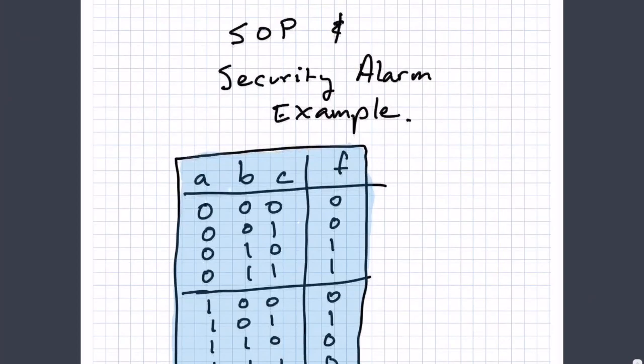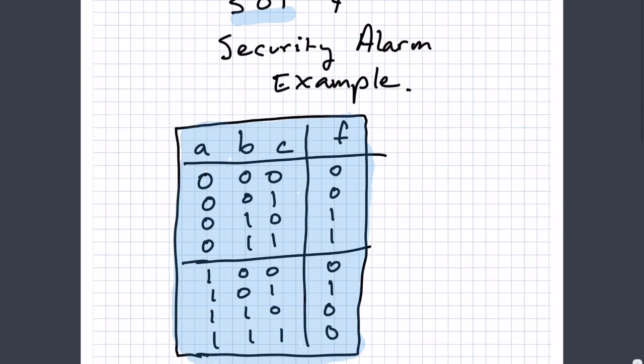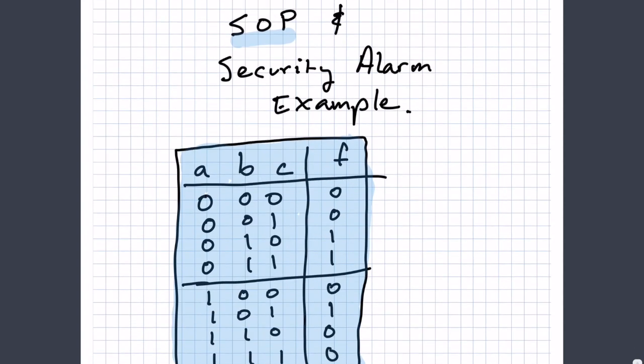All right, in this example, I'm covering the sum of products. That's what SOP stands for, sum of products, form of converting from a truth table to a Boolean function. And then we're going to go over the security alarm example that was in the practice problems that I posted up on Canvas. So you should take a look at that and understand it.